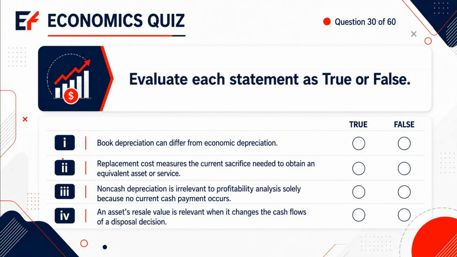Question 30. Evaluate each statement as true or false. Book depreciation can differ from economic depreciation. The correct answer is true. Replacement cost measures the current sacrifice needed to obtain an equivalent asset or service. The correct answer is true.